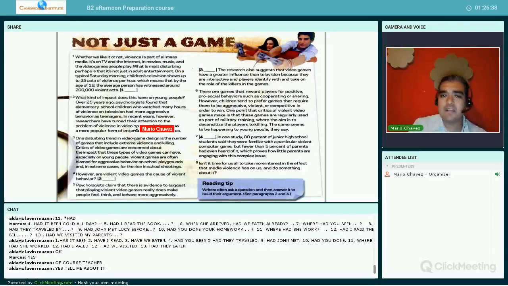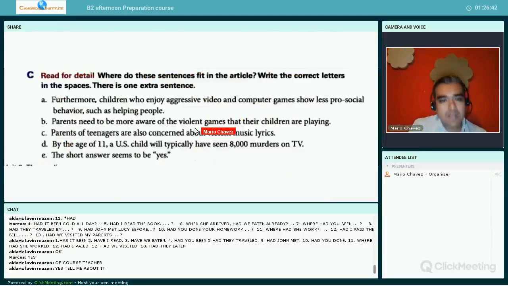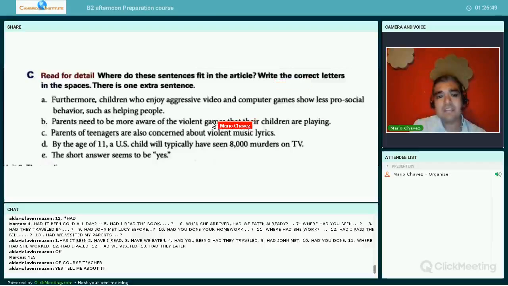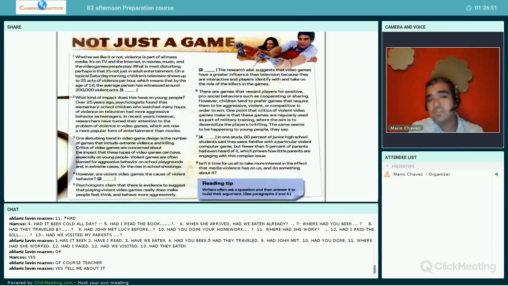If we start reading all the article and then we read the sentences, and then we go back to the article and read the first paragraph and try to put the first sentence, and then we read the second and the third and the fourth paragraph and try to put the next sentence, well, you know what? You're not gonna finish in 4 minutes.